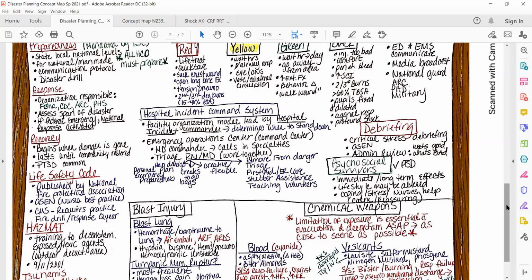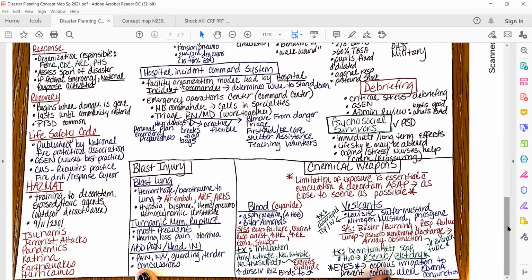And then the immediate and long-term effects: lifestyles can be altered for these patients if you've lost an extremity in this tragedy. And then I think about debriefing, and they talk about there possibly being another spike in 5 weeks.